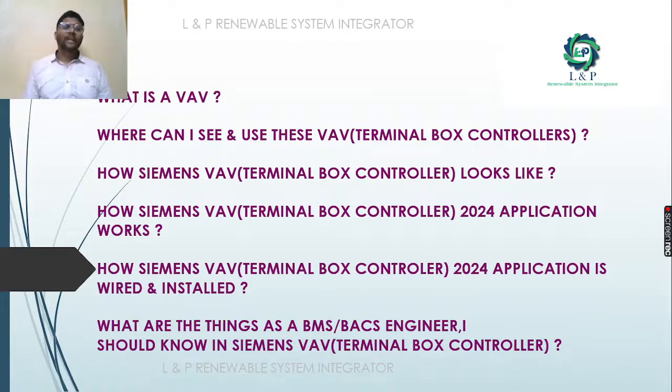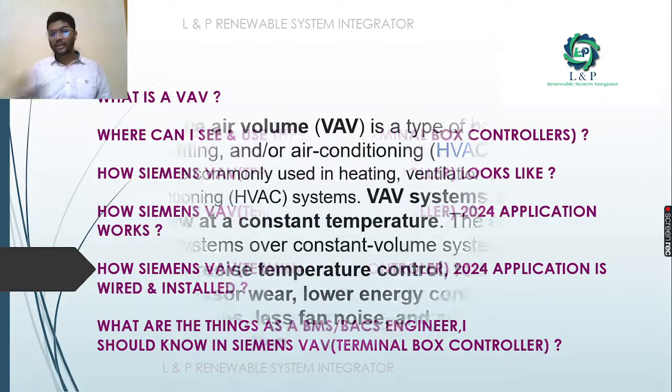So what is a VAV? Where can you see and use these terminal box controllers? How does a Siemens terminal box controller look? How does application 2024 work, how do we need to wire these terminal box controllers, how do we need to install them, and what are the things we should know as a BMS engineer or a BACS engineer regarding these Siemens VAV terminal box controllers?